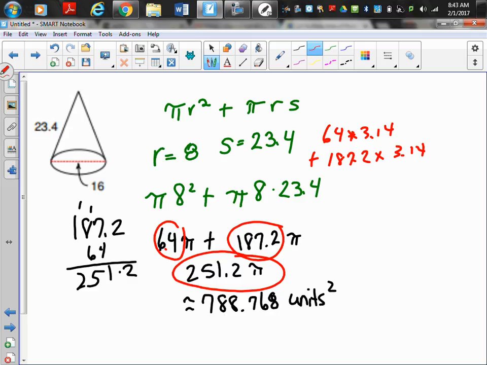Yes. Anytime it's surface area or area, your label is units squared. Good question. Alright, so it doesn't matter which way you do it, Martavius. Either one of those will get you the correct answer. Alright, let's look at another problem.